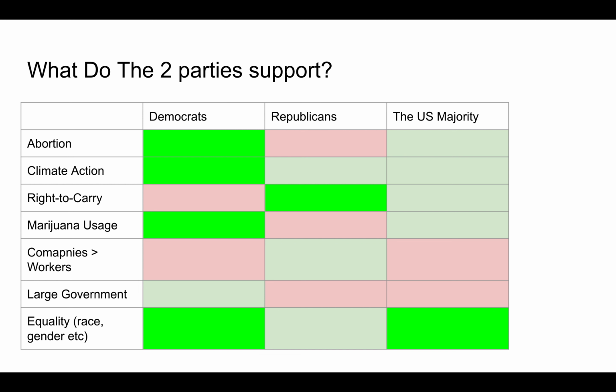Typically, the U.S. majority doesn't really support companies as much as workers, but Republicans do. The U.S. majority largely opposes the idea of large government, but Democrats want to expand government. Equality: both the Democrats and Republicans agree that equality is an important issue, but Democrats typically see this as a top issue. For example, with race relations in 2020, many Democrats thought that was the top issue in an election. Republicans, however, are not as interested in this issue as Democrats.